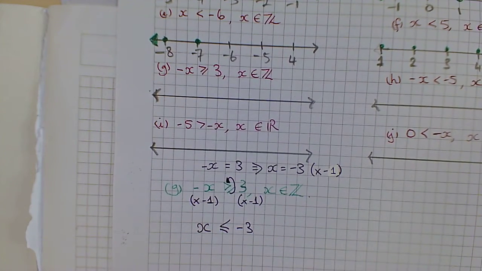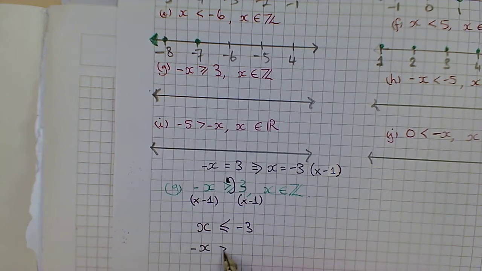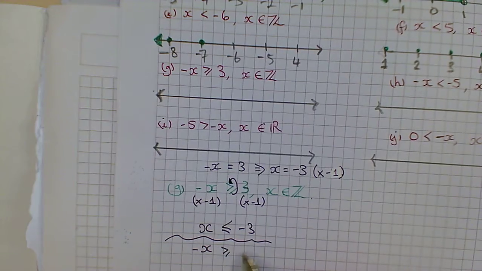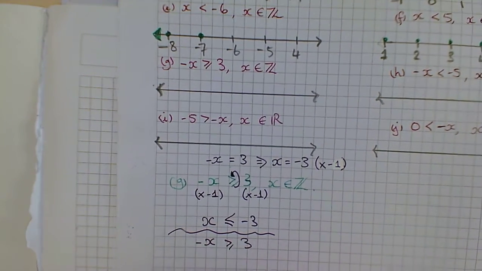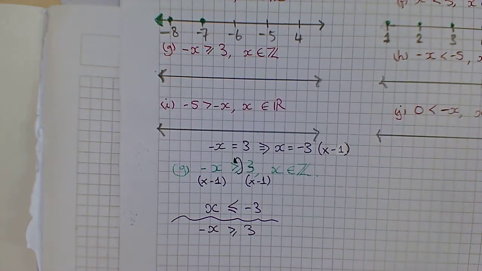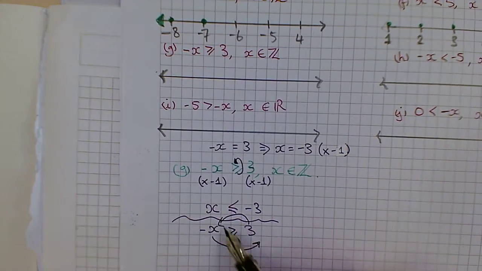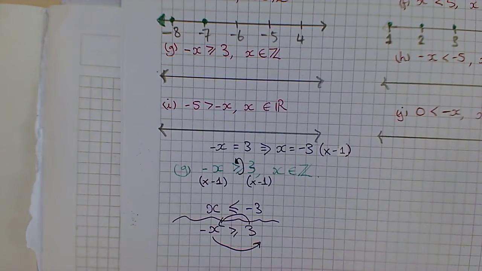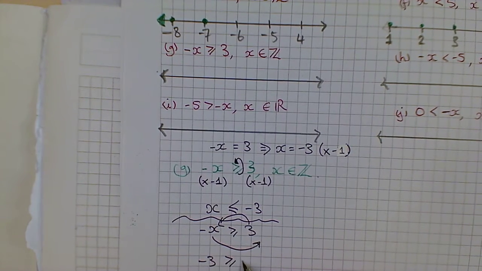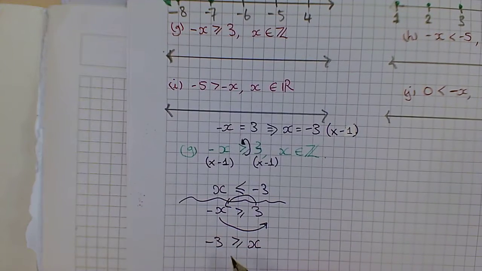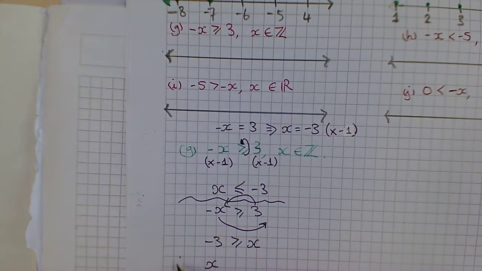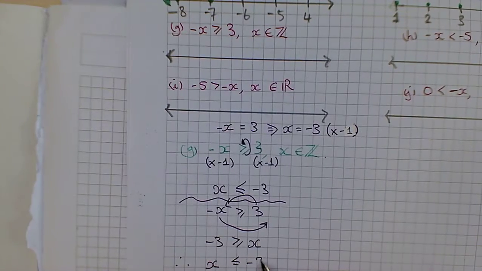Why is that? Well, if you think about it, when I start with minus x greater than or equal to 3, I can move sides of that inequality like it's an equal sign. So I could move the minus x over here and change its sign, and I could move the 3 over here and change its sign, and I would get -3 greater than or equal to plus x. But if -3 is bigger than x, then x must be smaller than -3.